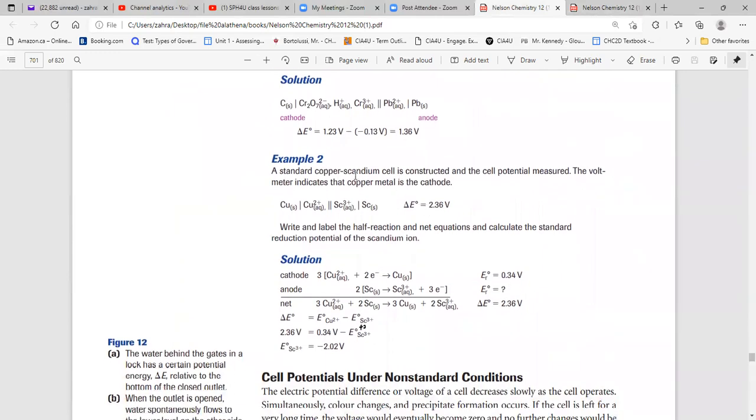The standard copper scandium cell. So this is copper, this is scandium. So again, look at the Cu and the Sc. Here the cell is constructed, and the delta E of the cell is given to you. Write and label the half reactions and the net equation. We do not know the potential for scandium, right? We know the copper from the table.